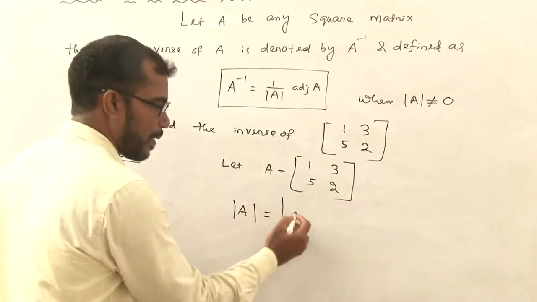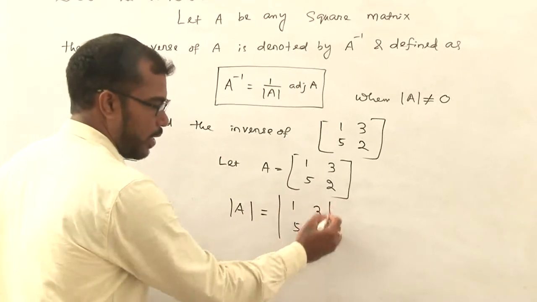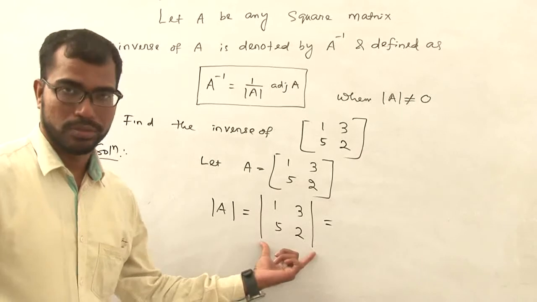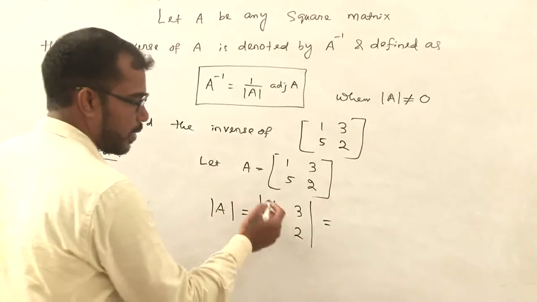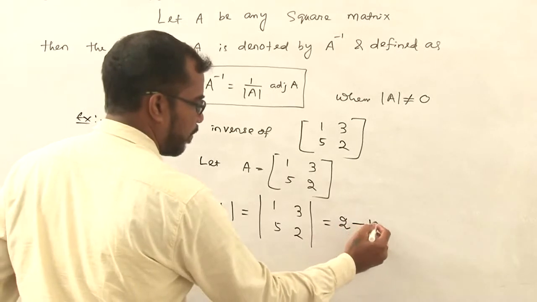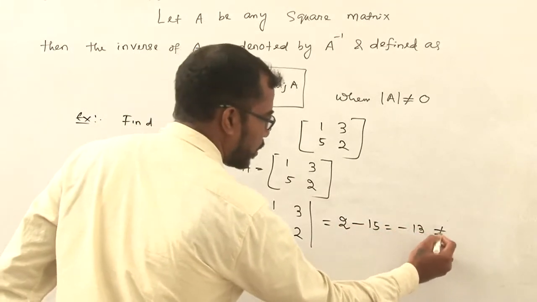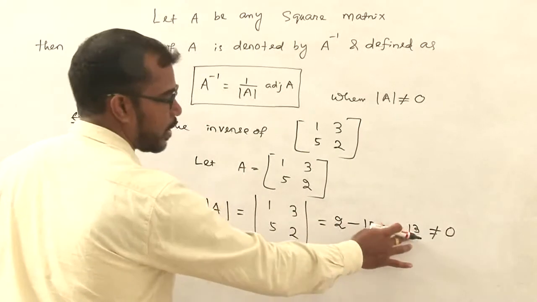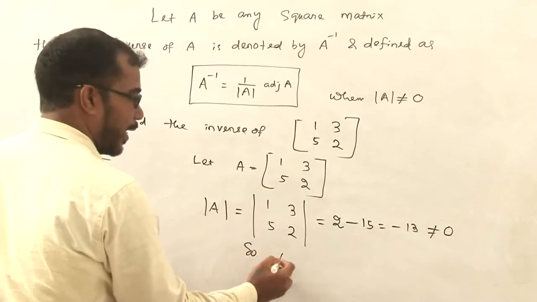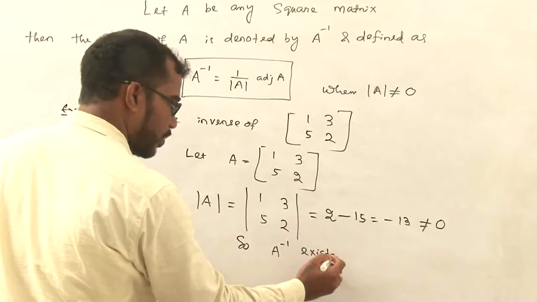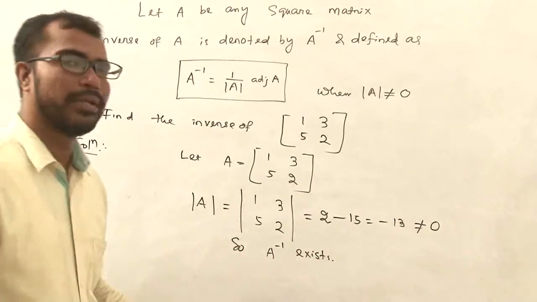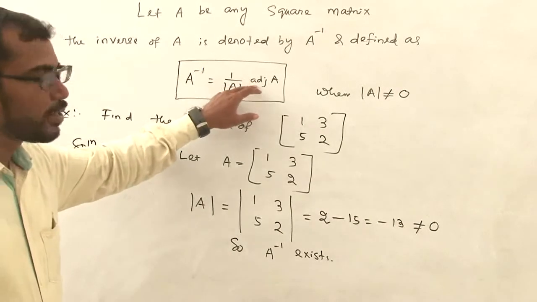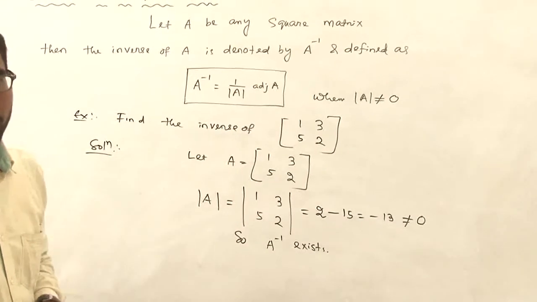Here are the values of this A: 1, 3, 5, 2. Write it in determinant mode. We can evaluate, that is 2 minus 15, that is minus 13, which is not equal to 0. So the value is minus 13, not equal to 0. So the inverse exists, that means we can evaluate the inverse of A. First we find the determinant of A, then we can find the value of the adjoint of A.